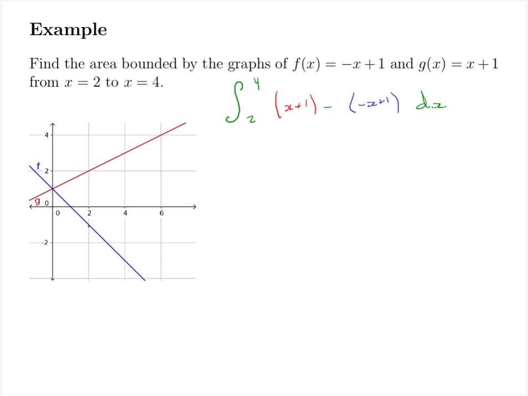If we want to draw this to really see what's going on, we've got the area in between an x value of 2 and an x value of 4. That's this shaded in area right here that we're looking for. This kind of trapezoid shape.